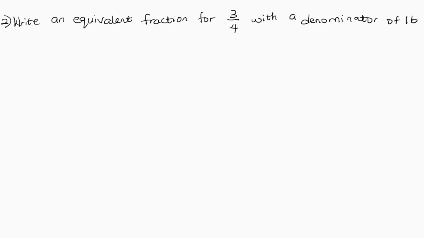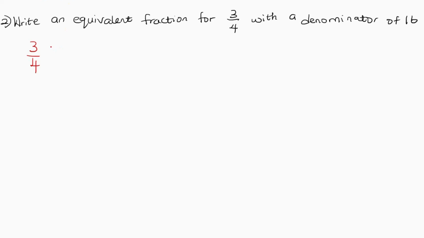Alright, write an equivalent fraction for 3 over 4 with a denominator of 16. So this is the question. We are going to write an equivalent fraction for 3 over 4 with a denominator of 16. Let's simply do that. All we want to do is to bring out this 3 over 4, and look for the equivalent fraction that is going to give us a denominator of 16.